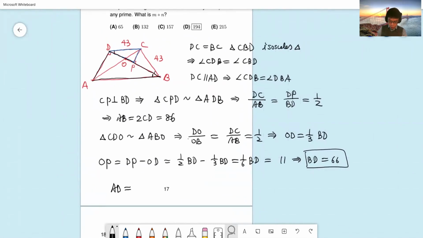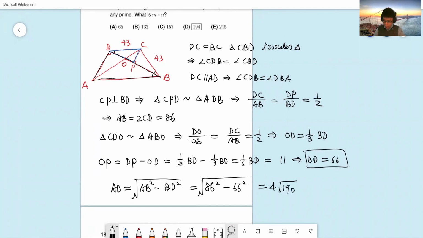AD equals the square root of AB squared minus BD squared. AB is 86, squared, minus BD, which is 66, squared. Let's simplify. We will get this equals 4 root 190. That means the answer m plus n equals 194. The answer is D.